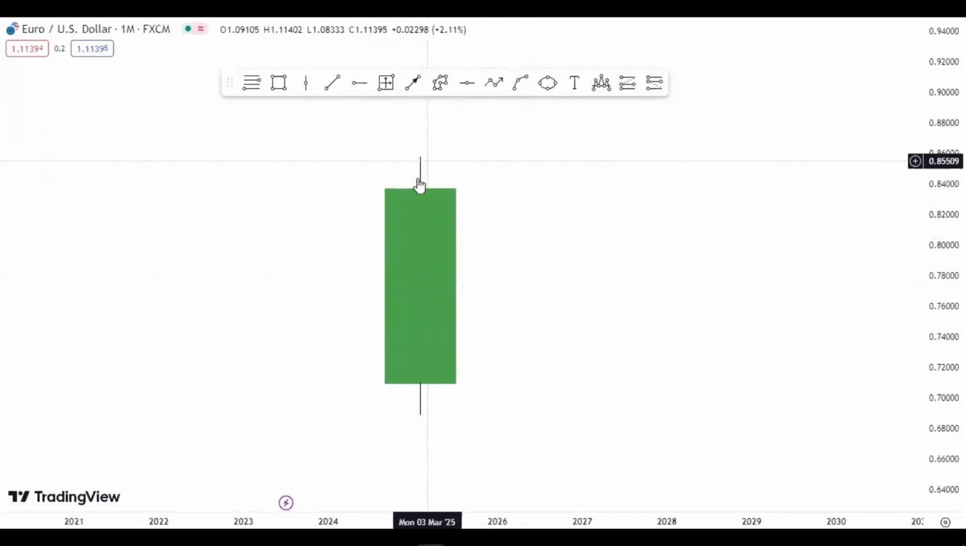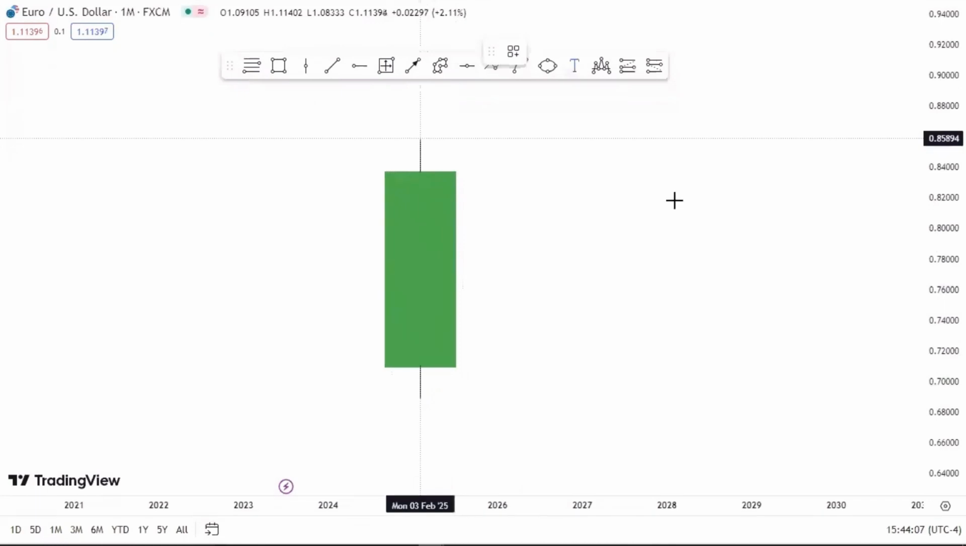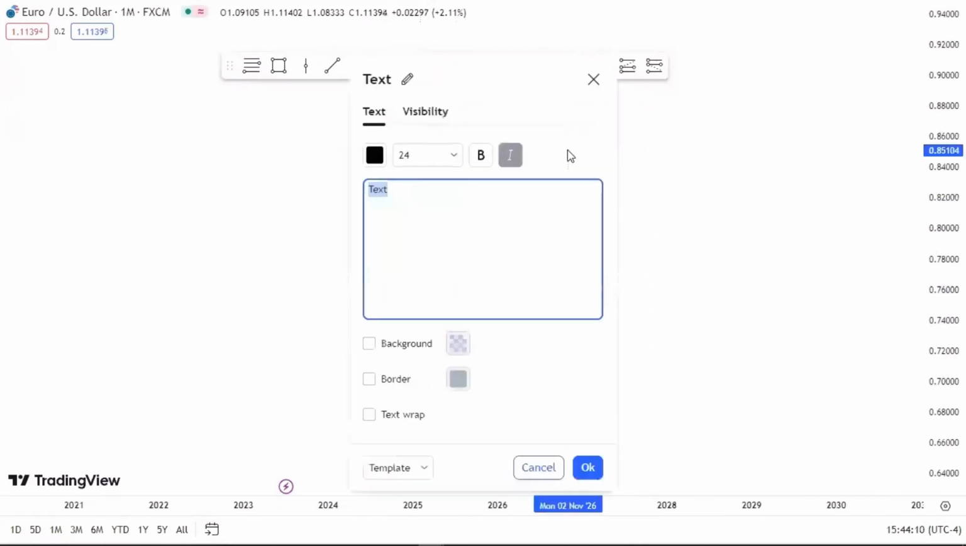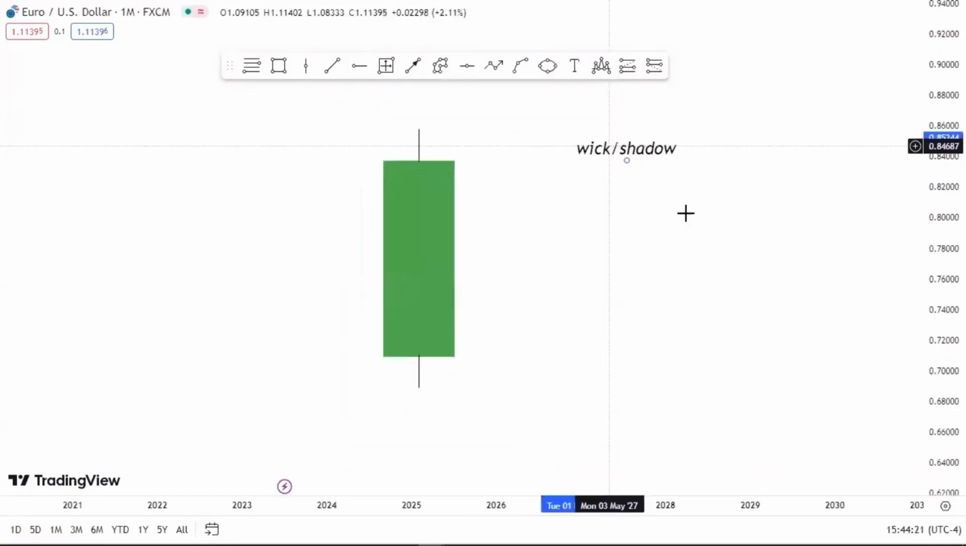You can also see that we have some projections at the top and at the bottom. They are called projections, these black projections at the top and at the bottom. You can call them wicks. You can also call them shadows. So the older traders call it shadow, and the Gen Z people call it wick. So you can refer to these things as wick or shadow.